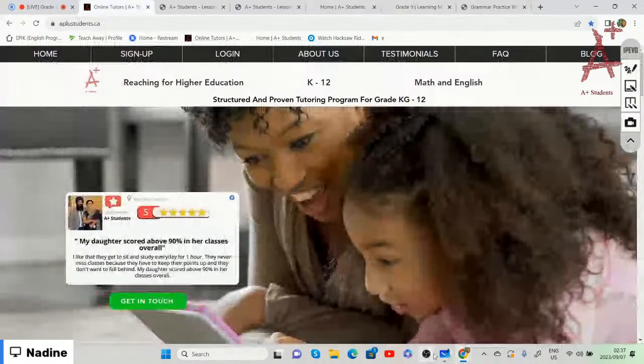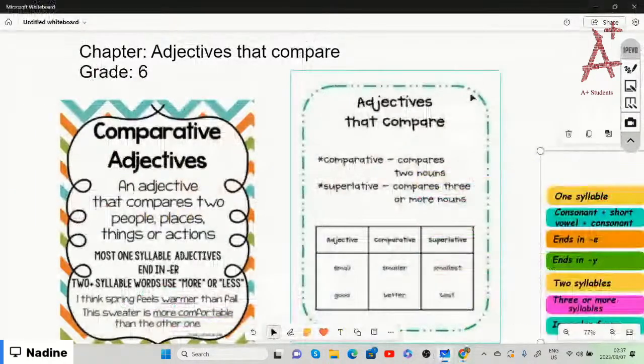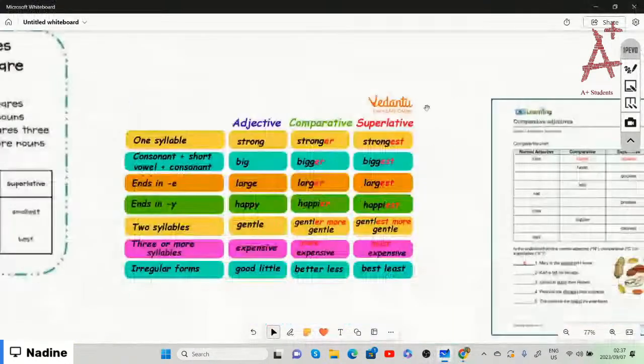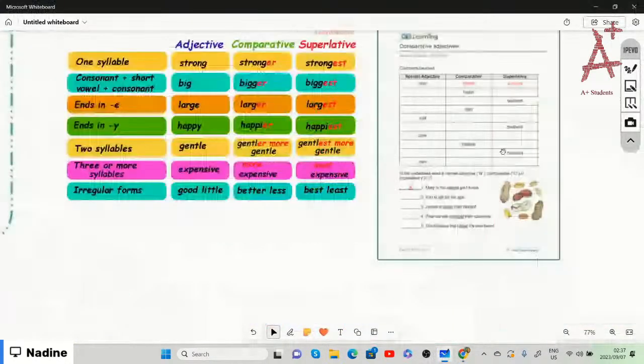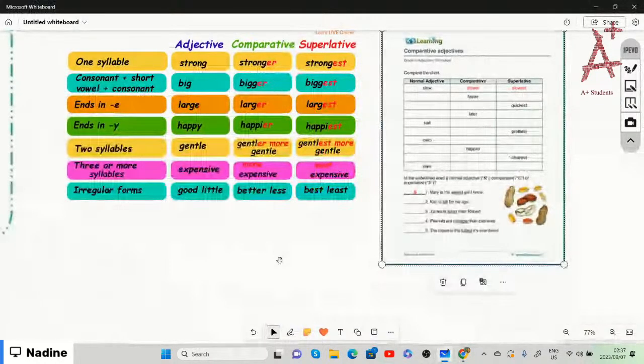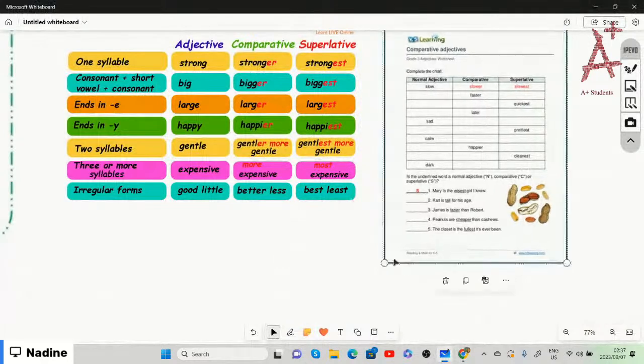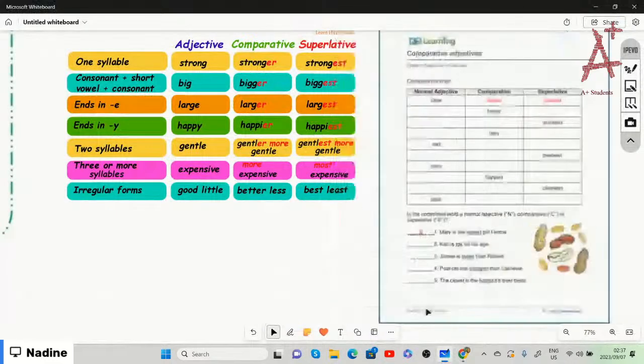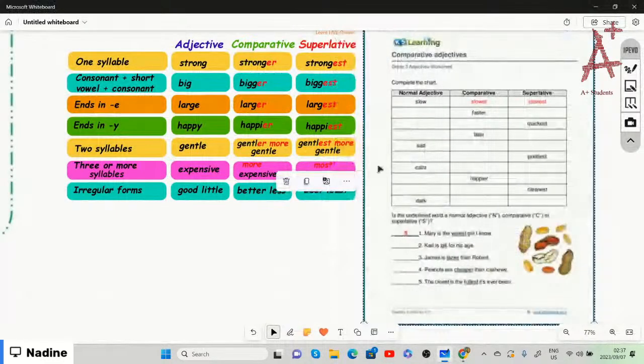All right. Okay, so we're going to use this table over here and we are going to fill in the comparative and the superlative adjectives. So here they gave us the first example already. So slow is the base adjective. Then we have comparative and superlative.